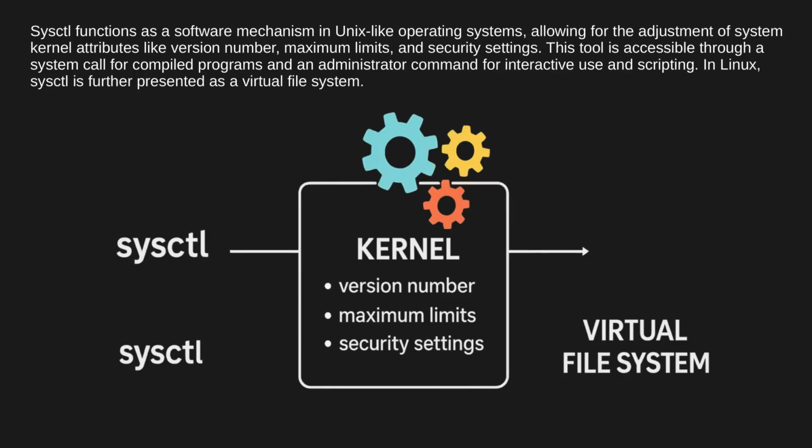Sysctl functions as a software mechanism in Unix-like operating systems, allowing for the adjustment of system kernel attributes like version number, maximum limits, and security settings. This tool is accessible through a system call for compiled programs and an administrator command for interactive use and scripting. In Linux, sysctl is further presented as a virtual file system.